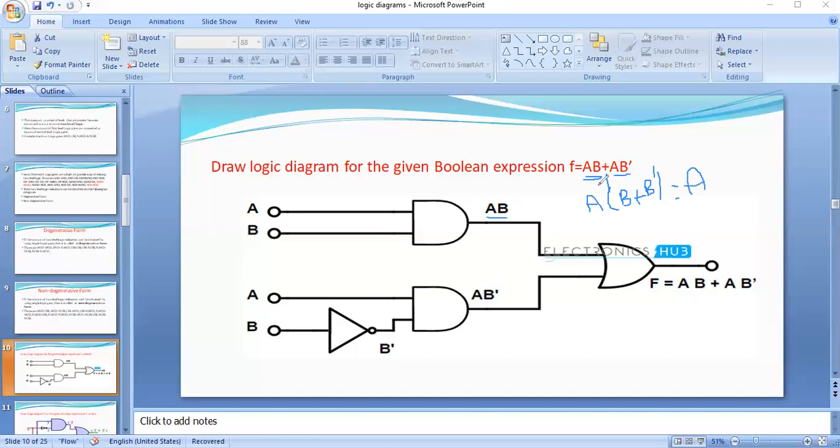Means if we apply Boolean theorems, the number of literals will be reduced. So the number of components to design the minimized expression is also less. Means the size of the circuit is reduced, the complexity will be reduced, and at the same time, cost will also be reduced.